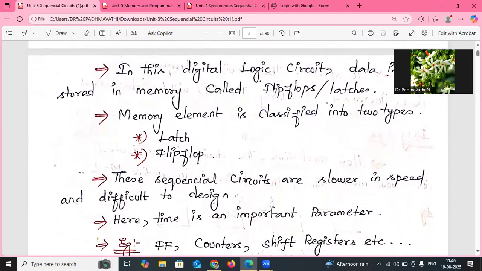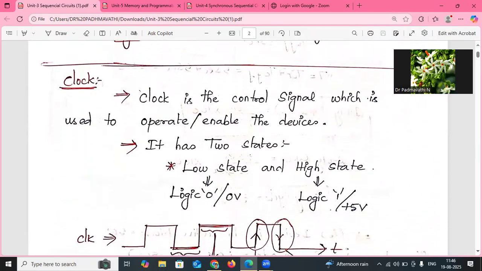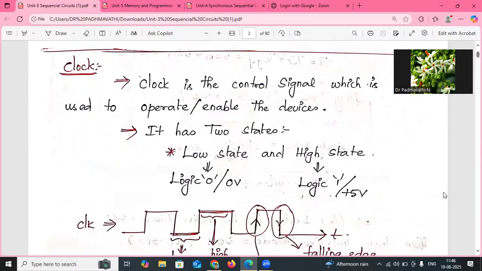So this is your sequential circuit. Here the memory element is of two types: the latch and the flip-flop. The examples of sequential circuits are flip-flops, counters, and shift registers. Here time is very important, because based on the time interval, the triggering pulses change, and the circuit works based on the triggering pulses. Clock here is a control signal, and based on the clock we enable the devices. In a clock we have two states.